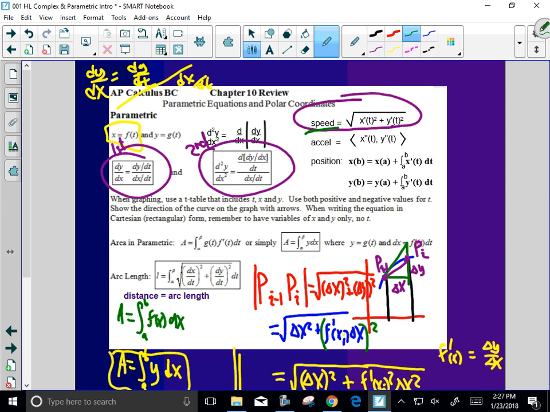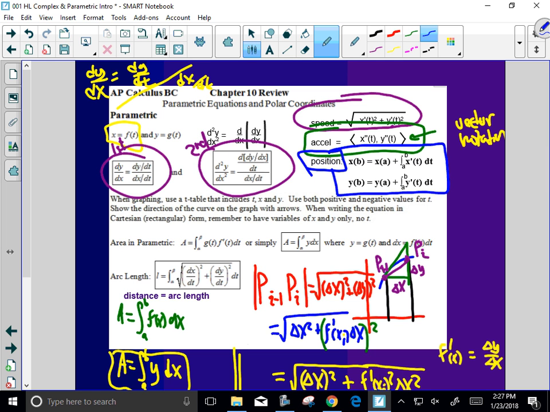Acceleration is in a notation you might not be familiar with. This is a vector notation that AP uses more than we do in IB, but it's these little brackets: second derivative of x, comma, second derivative of y. Now this one is the tricky one for position. Position of x of b and y of b. This is using calculus and using parametrics. This one's a little tricky.